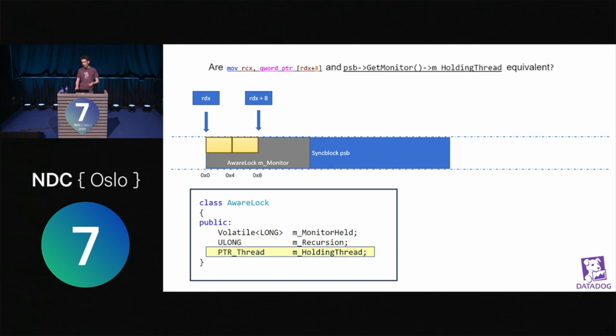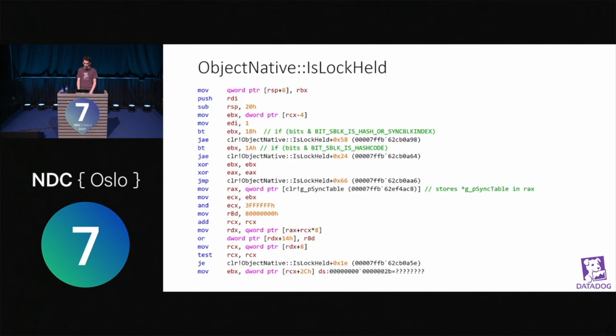And then we have m_holdingThread, which is the field we are looking for, which is going to be stored next to the previous one, and so it's going to be stored at offset 0x8. And so we have the confirmation that this native instruction is the same thing as calling GetMonitor on the sync block and fetching the m_holdingThread field. So I annotated the native instructions with my findings, and at this point I felt like I had enough information to focus on the crash itself.